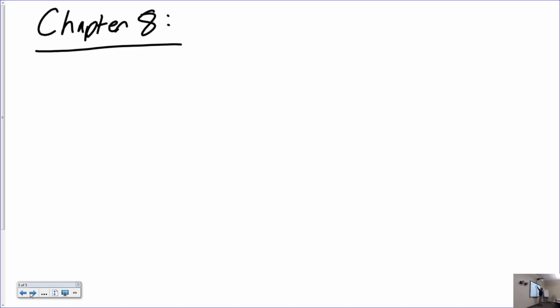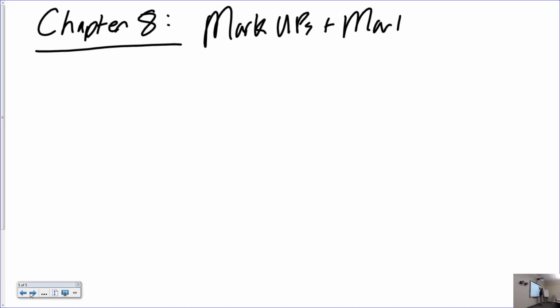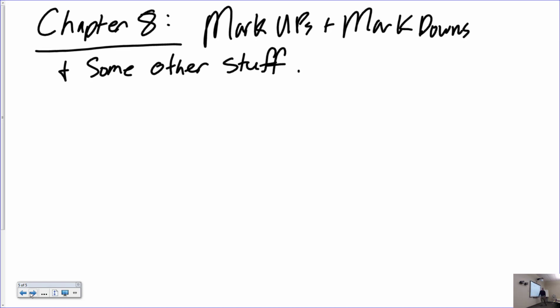Chapter 8. Markups and markdowns. And some other stuff. Well, they kind of relate to markups and markdowns. We'll get there when we get there. But there is some other stuff on the side that kind of relates back to markups and markdowns, but it's a little iffy in my opinion. But I'll make it work. But you'll realize we're going to do some slightly other stuff. Okay, so.